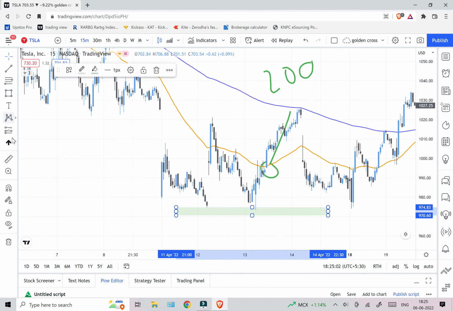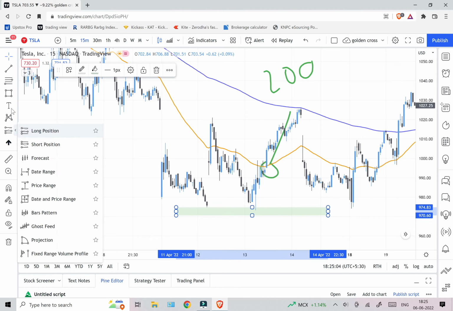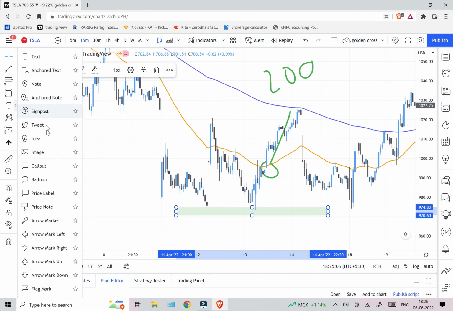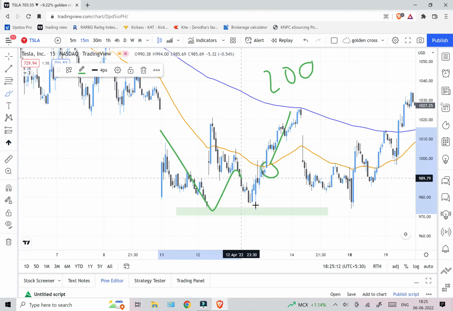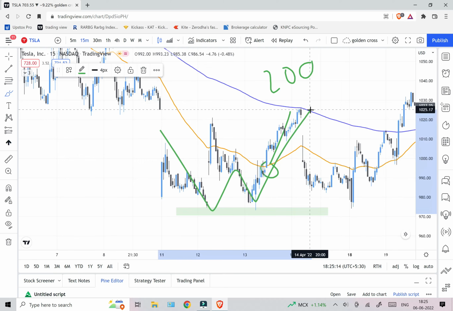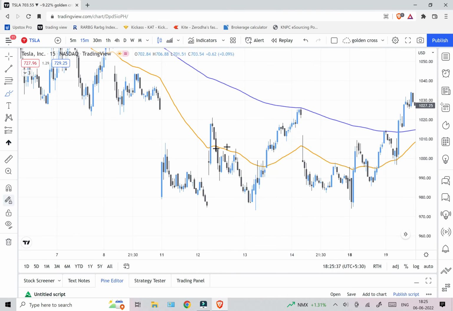Now this is a double bottom pattern also. So double bottom, 50 EMA with a bullish candle, 200 moving average at the top. Small risk, big reward. Let's see one more example over here.